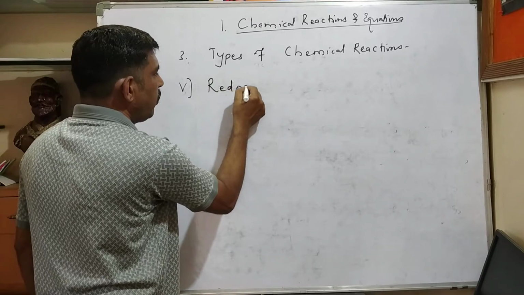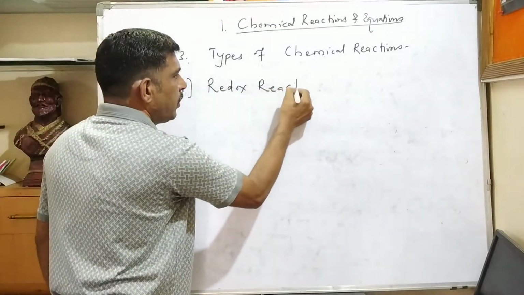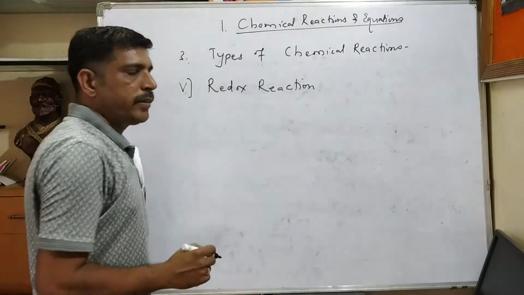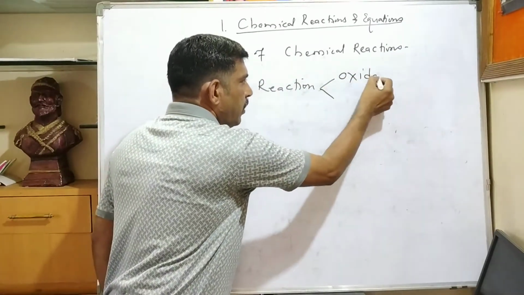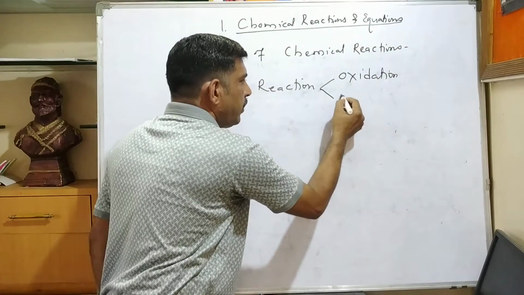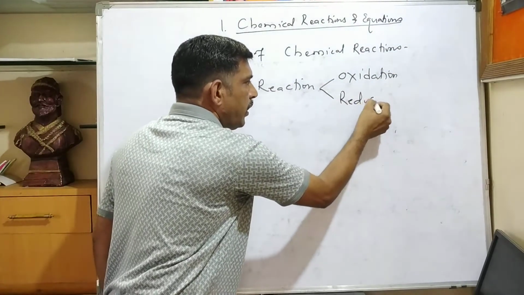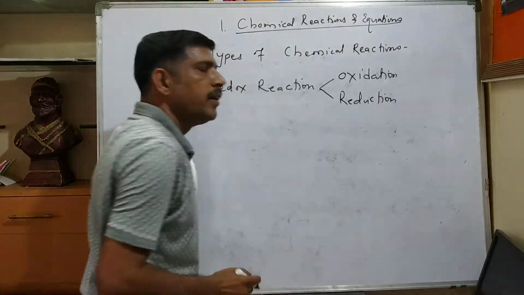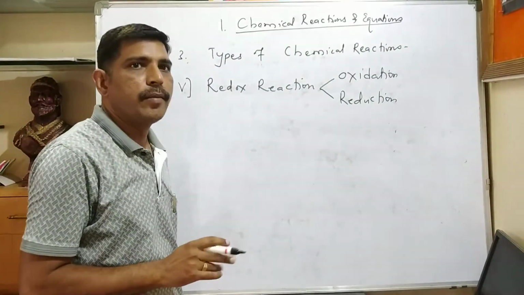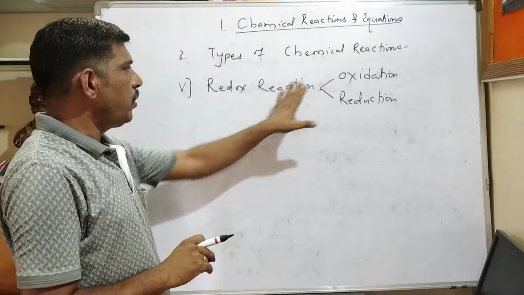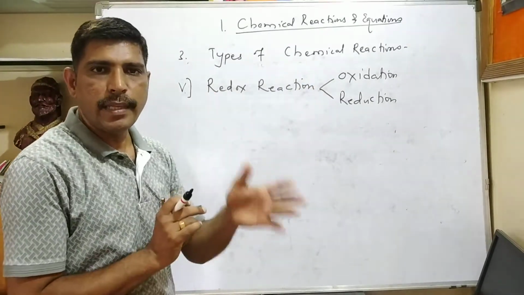That is redox reaction. So redox reaction, actually there are two types of redox reaction. That is oxidation and reduction. These two states are involved in the redox reaction. Sometimes only the oxidation takes place and sometimes only reduction. But in so many cases, both oxidation and reduction reactions take place in the same reaction.